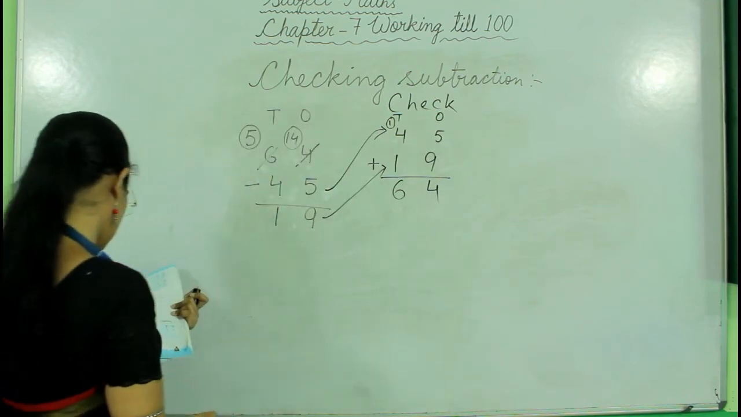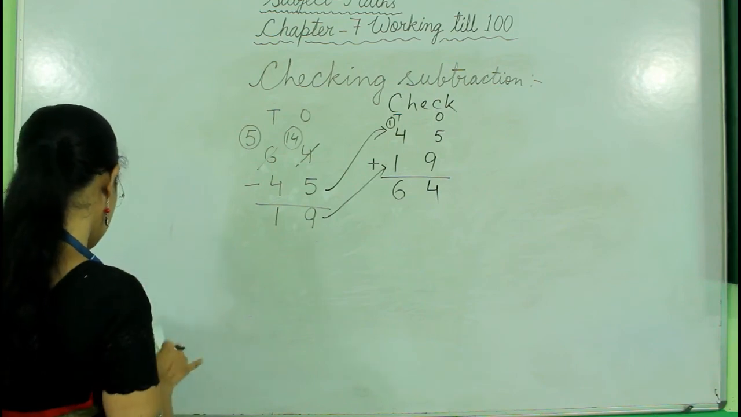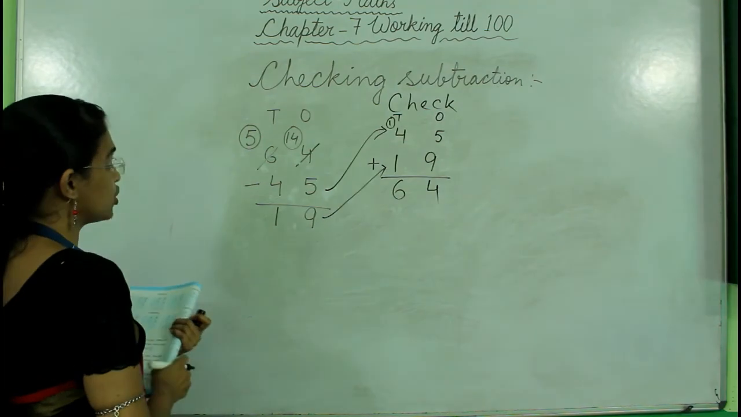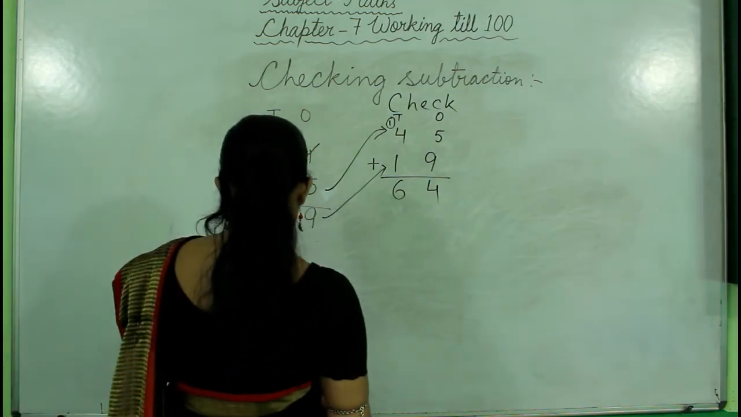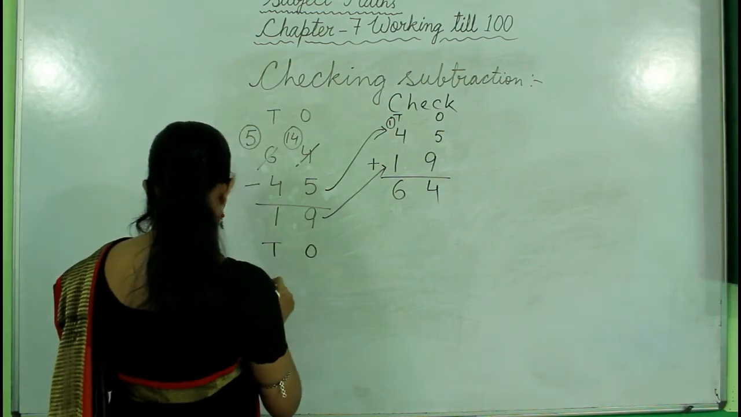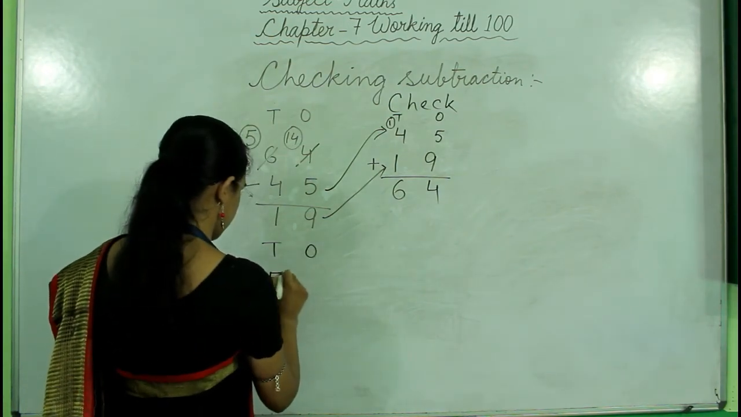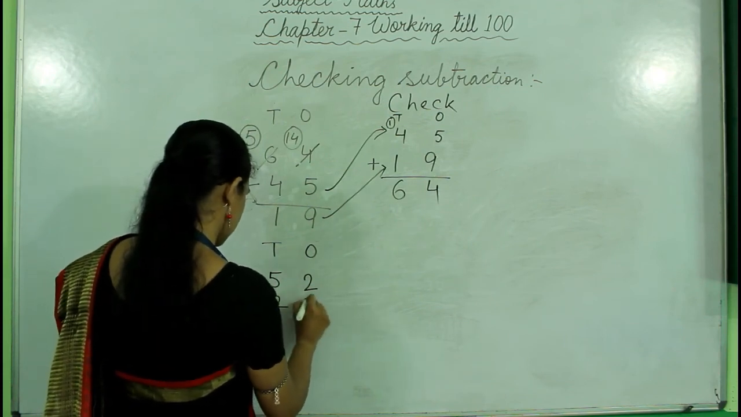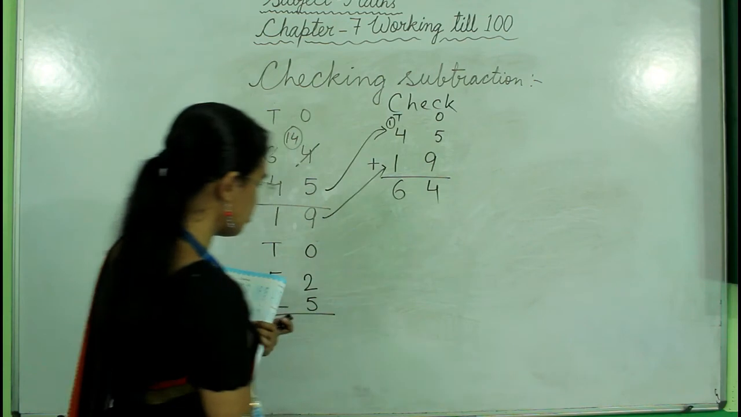Now we will do another question. Come to the next page. From the next page we will do another question, this one. Tens, ones. 52 subtract 25. We have to subtract 25 from 52.